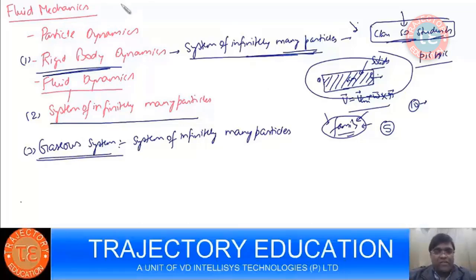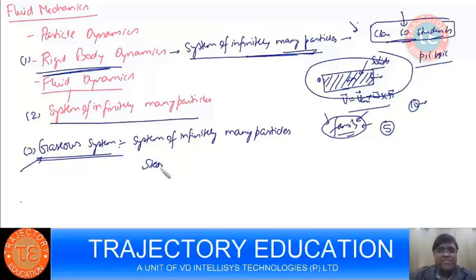On the other extreme lies a gaseous system, where the motion of the particles is independent of each other. Motion of the ith particle has nothing to do with the motion of the jth particle. That's the gaseous system. And the approach of studying this system is quite different.